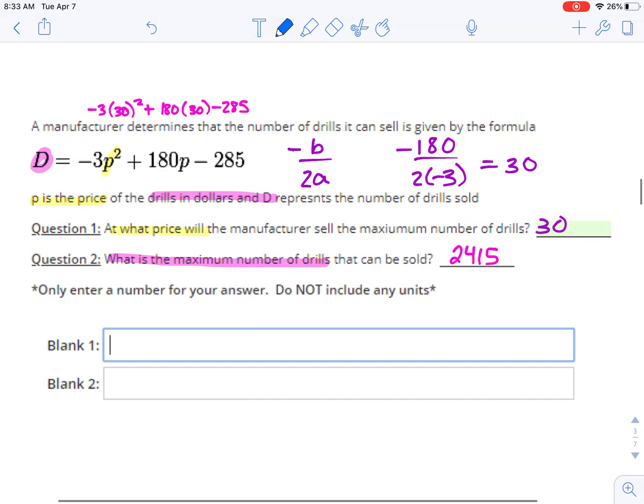For the next one, most people did really well with this, but they flip-flopped what was the x value and what is the y value. I did go back and give half points for students who had the correct numbers but had them flip-flopped. We are just finding the maximum, so opposite of b over 2a.